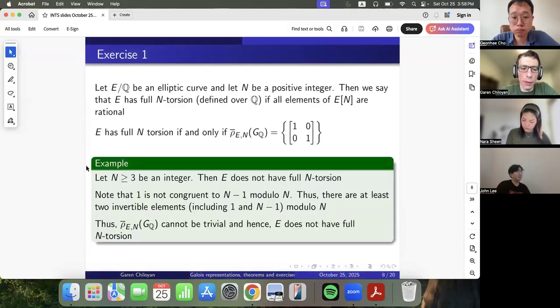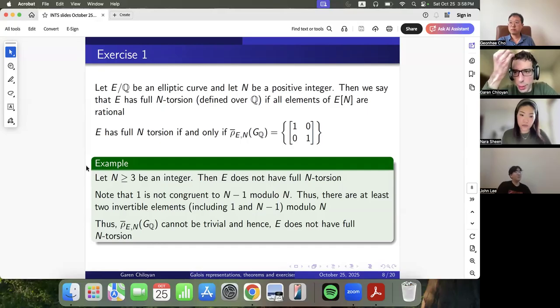But here we have a problem. 1 and N minus 1 will both be invertible elements modulo N. But there will be no matrix of determinant N minus 1 in the image of the mod N Galois representation. That's bad. That would break the property that the image of the mod N Galois representation has a matrix of each possible determinant.